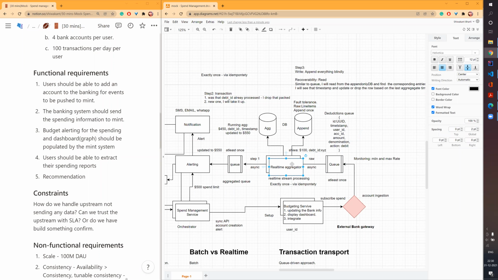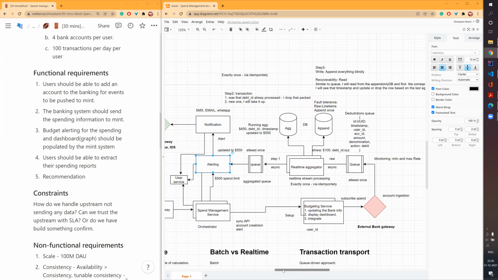What it will do is check the last value, basically the debt that was created by that person. For example, the debt created by that person was $450, and suppose there is a spend alert on a spend limit of $500. The next event we get is Shiva incurring $100 of debt on this debt ID. It will come here, update the number, and push it to the next downstream queue.